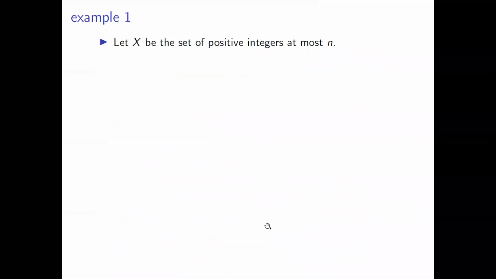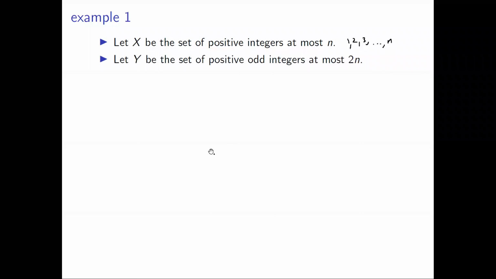So here's a simple example. Let x be the set of positive integers at most n. So I'm talking about 1, 2, 3, all the way up to n. Let y be the set of positive odd integers at most 2n. So we're talking about 1, 3, 5, up to 2n minus 1, because 2n is even, and we're talking about odd integers. And we want to prove that x and y have the same cardinality.